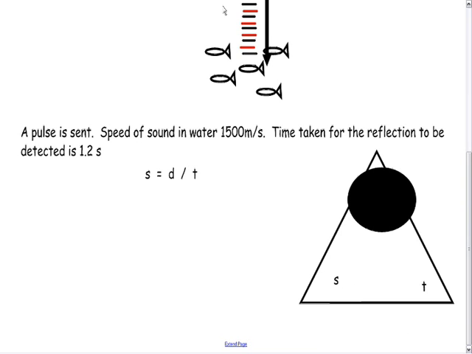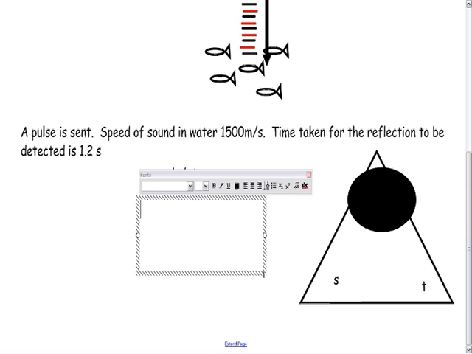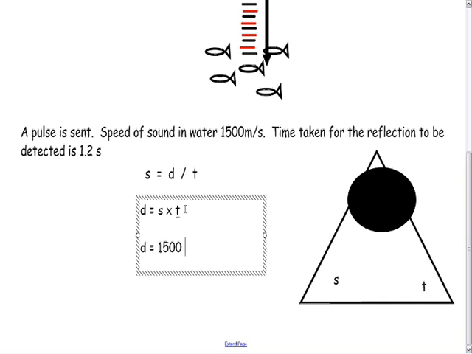Okay, and that leaves me with speed times time. So distance equals speed multiplied by time. So the distance is going to be the speed, which is 1500, multiplied by the time, which is 1.2. So the distance equals 1,500 plus a fifth of that, which is 1,800 meters. I think that's right anyway.